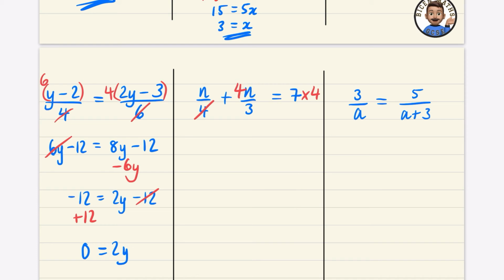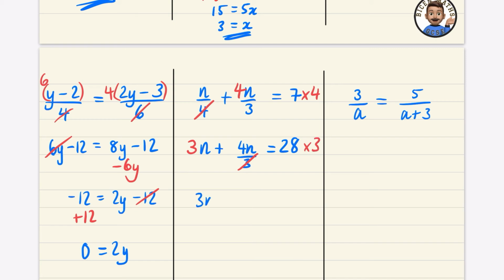So let's rewrite this line. You might be able to do it quicker eventually later on. So that's n plus 4n over 3 equals 28. Now I want to get rid of this 3. Now I need to multiply everything by 3. I need to multiply this by 3. Well, I've multiplied this by 3 because I've cancelled it out. And I need to multiply this by 3.